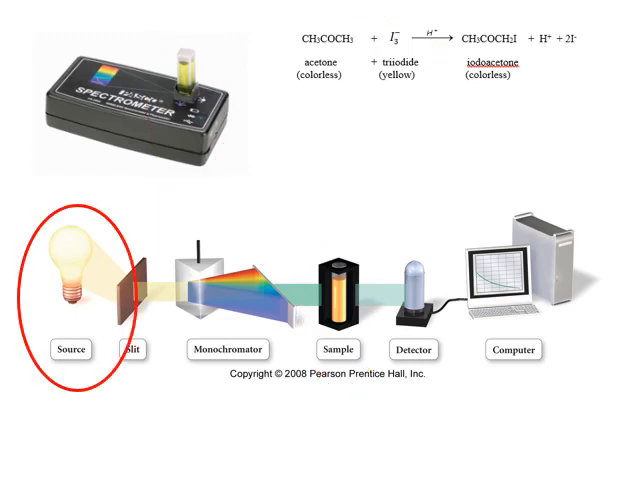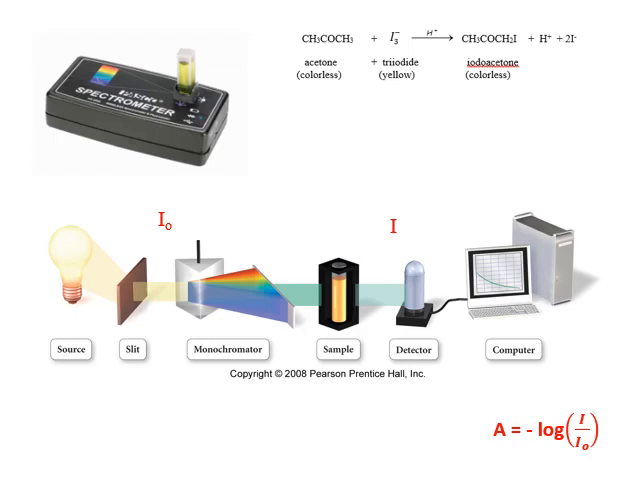A spectrometer works by shining light through the sample and comparing the intensity of light before it reaches the sample to the intensity of light after it passes through the sample. The instrument then calculates something called the absorbance, which is the negative log of the ratio of these two light intensities.